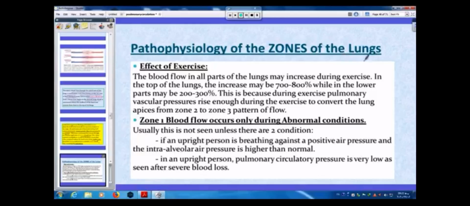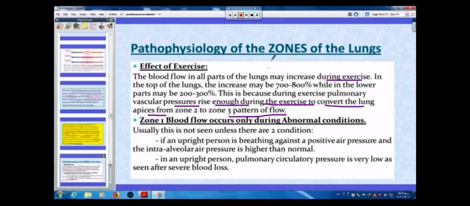Pathophysiology of the zones of the lungs, there is a key point that is important: the effect of exercise. For example, the blood flow in all parts of the lungs may increase during exercise. In the top of the lungs, the increase may be 700 to 800%, while in the lower parts maybe 200 to 300%. This is because during exercise, pulmonary vascular pressure rises enough to convert the lung apexes from the zone 2 to zone 3 pattern of flow.